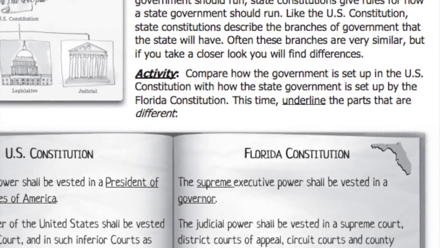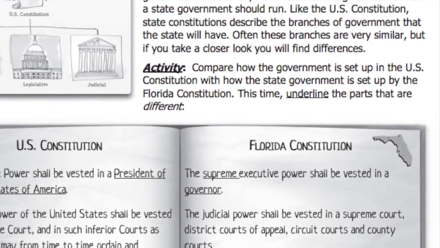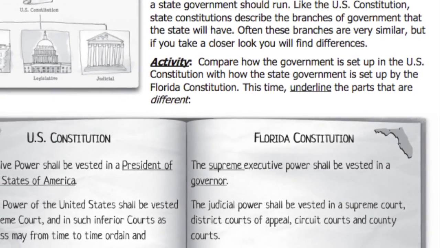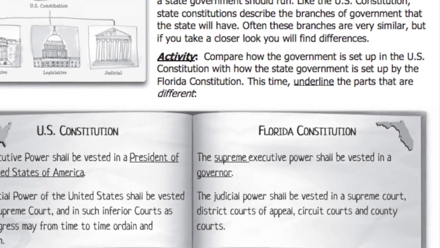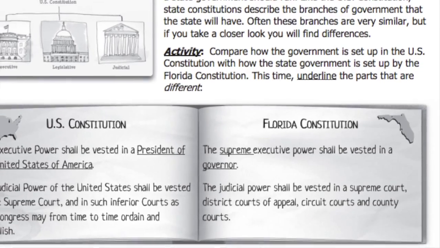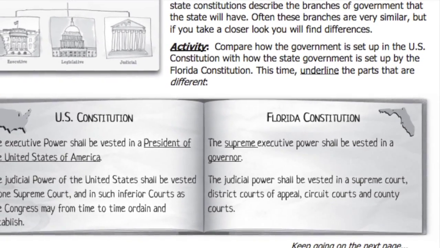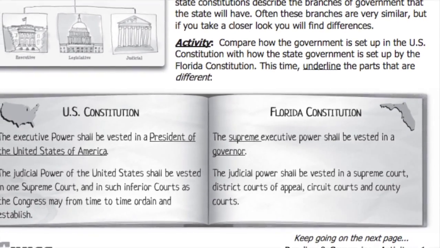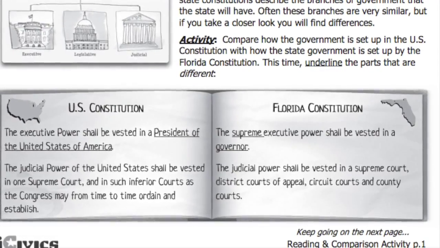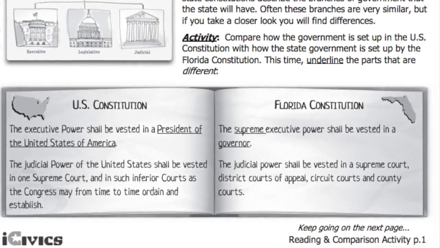So for the activity for this one, compare how the government is set up in the U.S. Constitution and how the state government is set up by the Florida Constitution. This time underline the parts that are different. So look at the U.S. Constitution on the left and the Florida Constitution on the right and underline anything that's different.